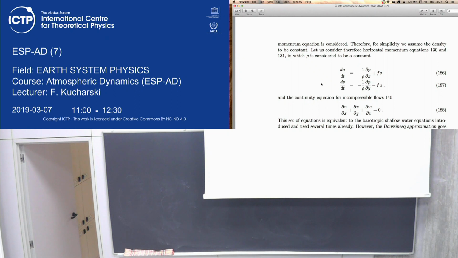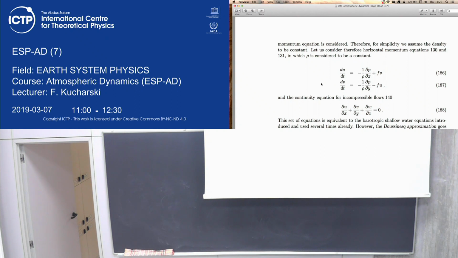So we can use our incompressibility condition, the divergence-free condition. We have used this already many times. Now, this is the part of the Boussinesq approximation that we used in this course.